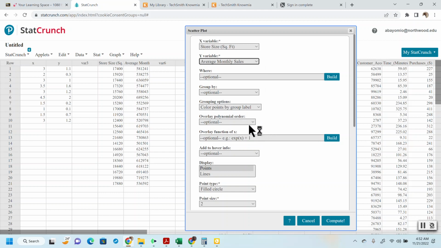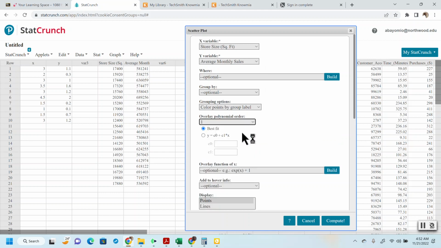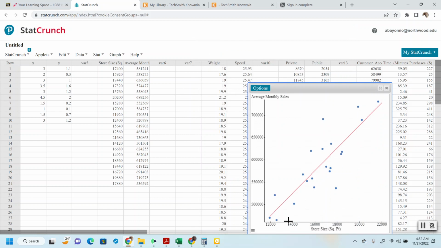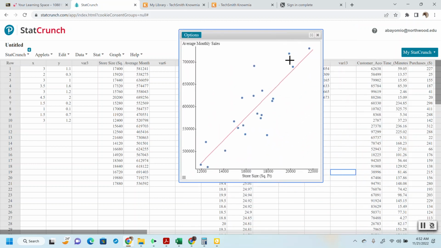And I would like to overlay a polynomial of degree 1. Leave this as is. We want to find the best line that captures the trend between store size and average sales. So click on compute. And here we have, voila, the scatter plot, and I can see definitely a linear trend. The form is definitely linear. The direction is positive. Do you want to classify this as an outlier or not? Maybe, maybe not.